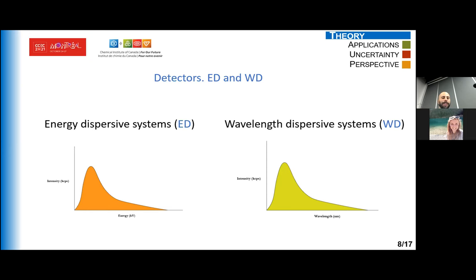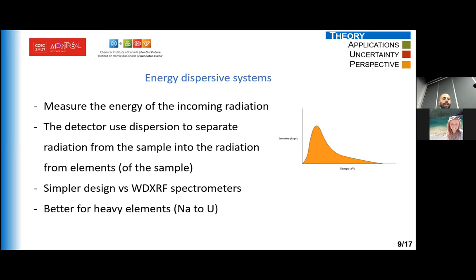The energy dispersive system measures the energy of the incoming radiation. The detector uses dispersion to separate the X-rays from the sample, from all the noise, all the fluorescence, the Bremsstrahlung and Compton, to get the elements separated from each other. So you can measure the radiation from the fluorescence. They have a simpler design and are typically better for heavier elements. They are not that good for lighter elements because they have less fluorescence.